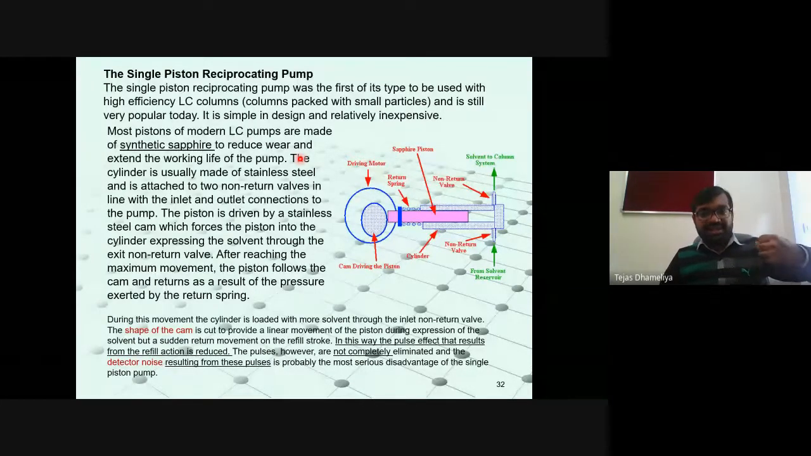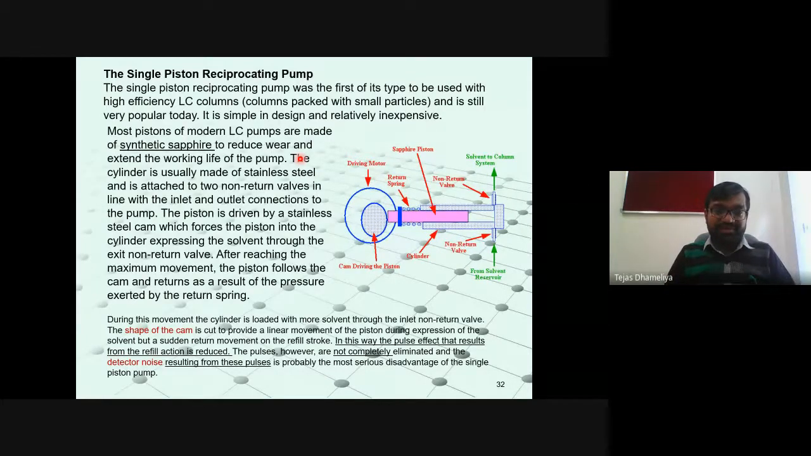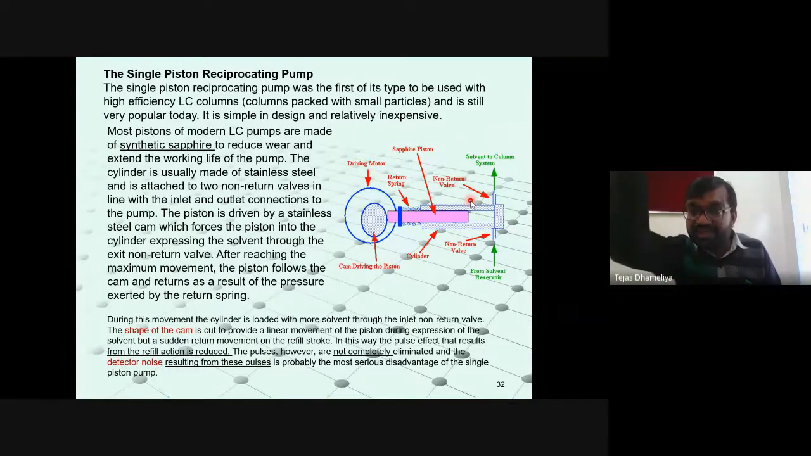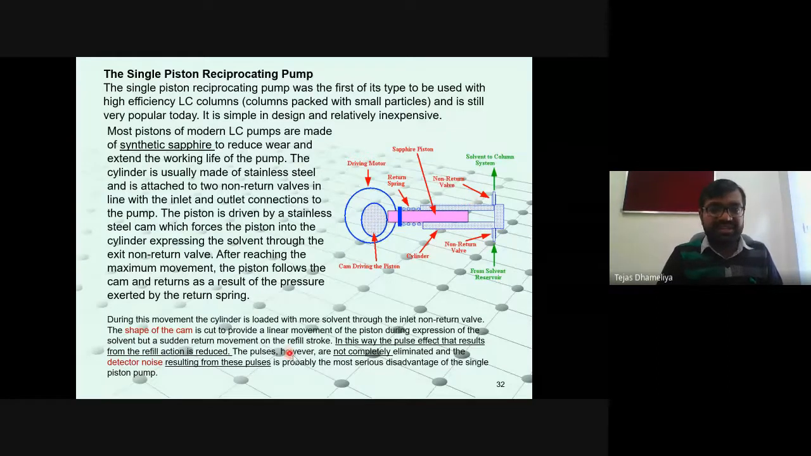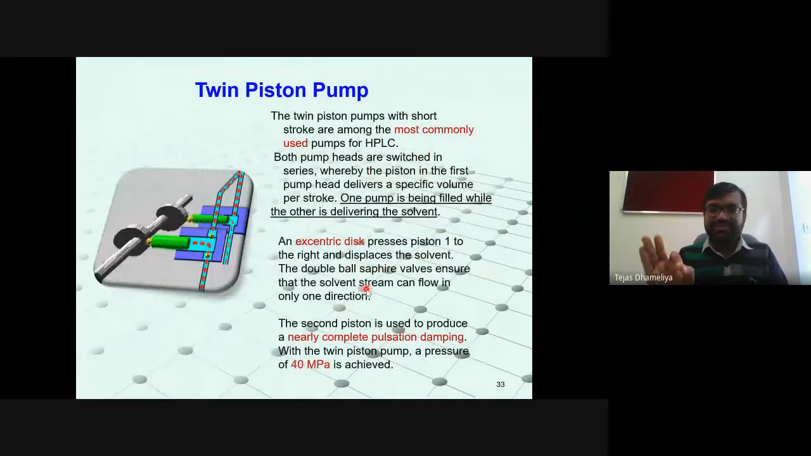Constant pressure means that when your pump is sucking, at that time no solvent reaches the column. Are you following me? Because this pump is like this. When it goes back, it is filled, and at that time the solvent is not moving towards the column. That is why its limitation is that it does not have constant pressure. So how can we overcome this? The answer is the twin piston pump. This is an excellent pump which can give constant flow, and this will help you understand the concept of the twin piston pump.